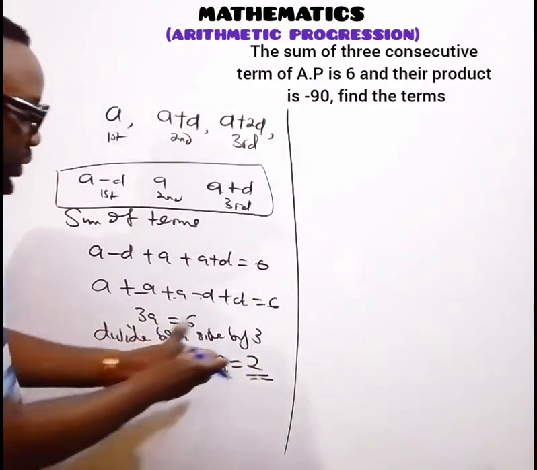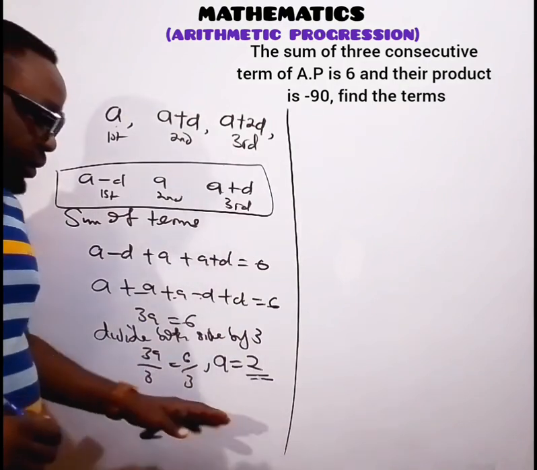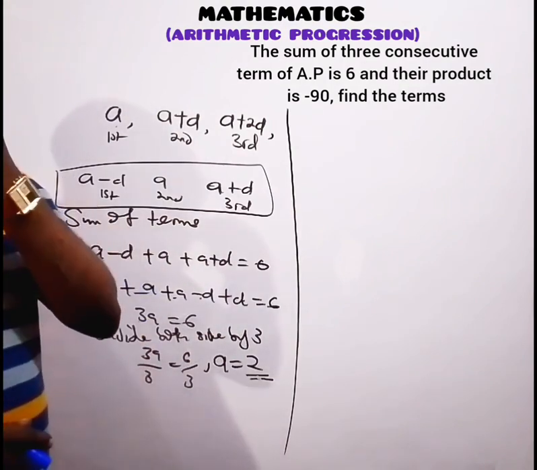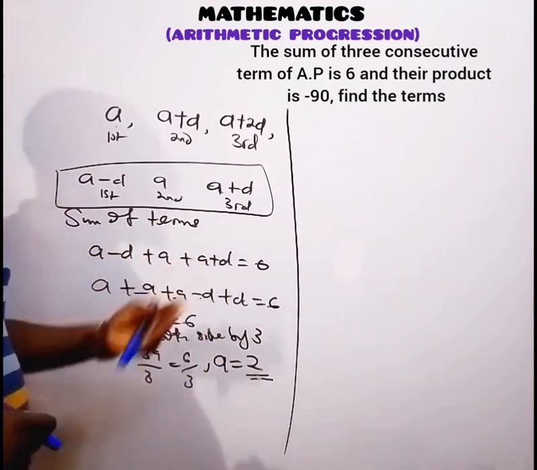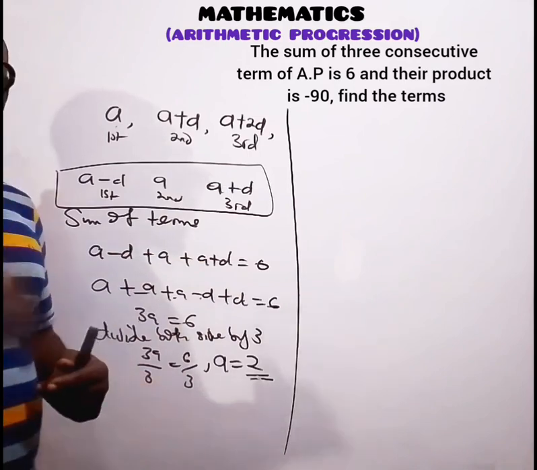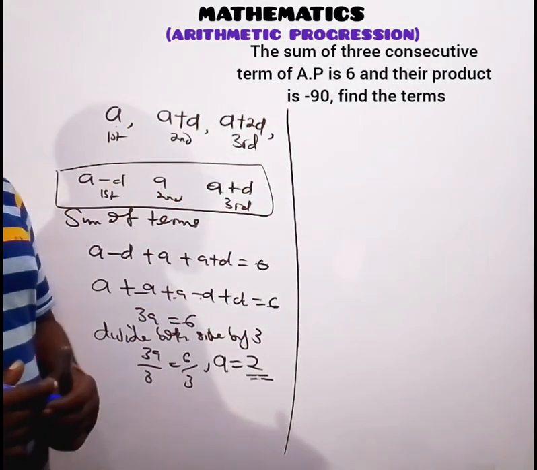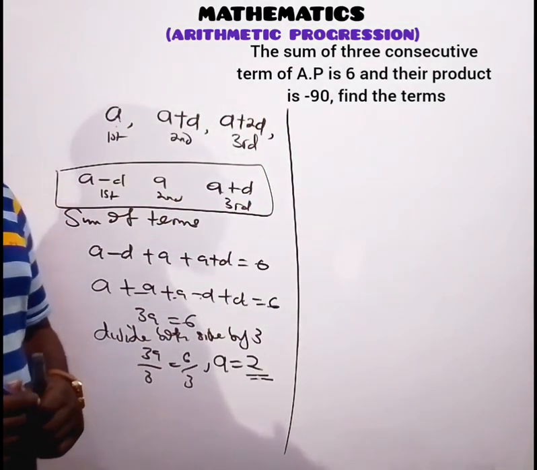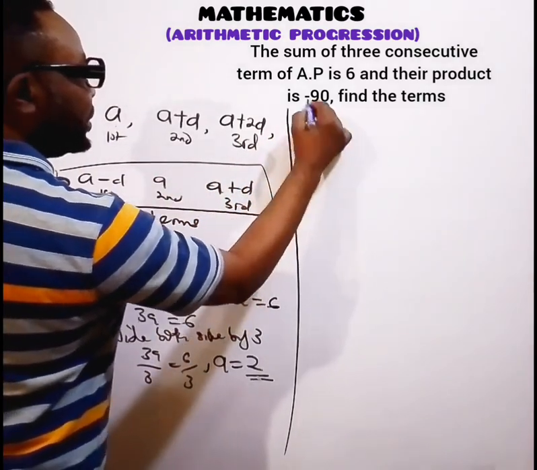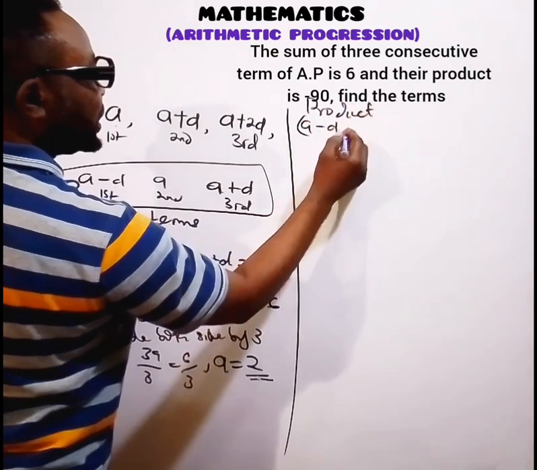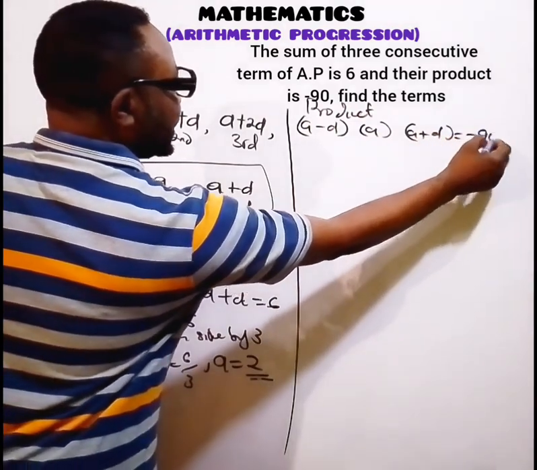Now, we've been able to get our first term. We want to get the value of our common difference. We cannot insert A into the first equation to get our common difference. But let's look at the product of the values, because we are also told that their product is equal to minus 90. So, the product of those terms: A minus D, A, A plus D is equal to minus 90.